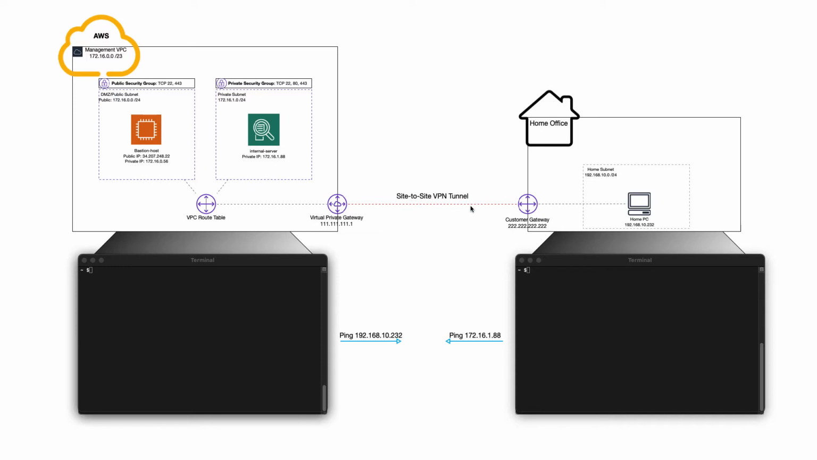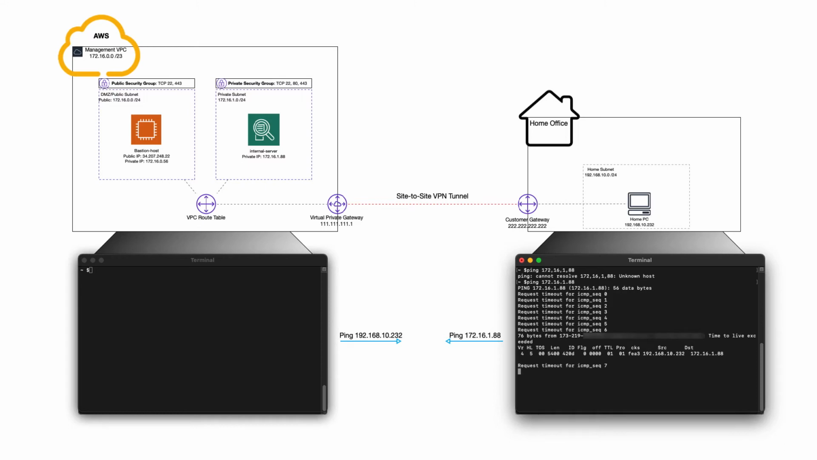Now, when we get done establishing the site-to-site VPN tunnel, I should be able to ping the 172.16.1.88 address, which is assigned to the internal server. The purpose of this site-to-site VPN tunnel is to give my home PC a direct connection to this internal server so I don't have to go through this Bastion host. To prove it, if I ping 172.16.1.88, apologies for the typo, as you can see, I'm getting a request timeout. That is simply because the VPN tunnel is not established.